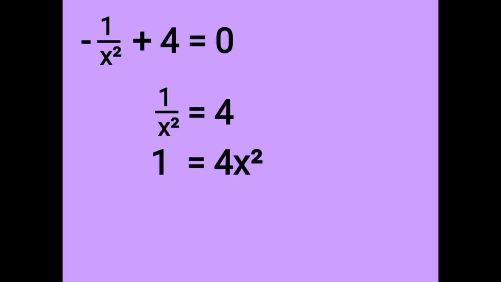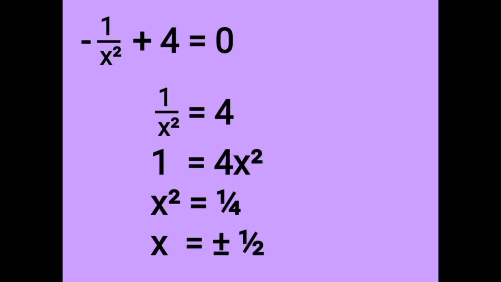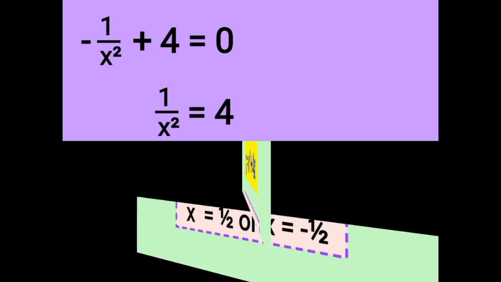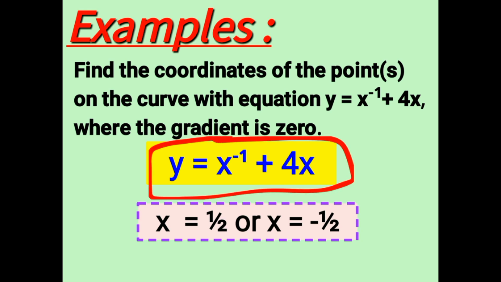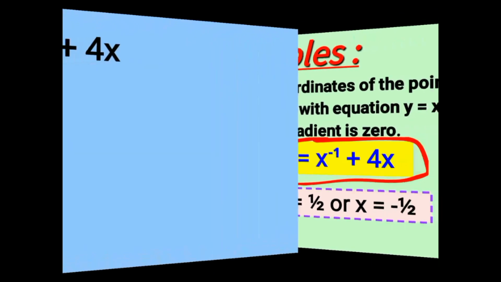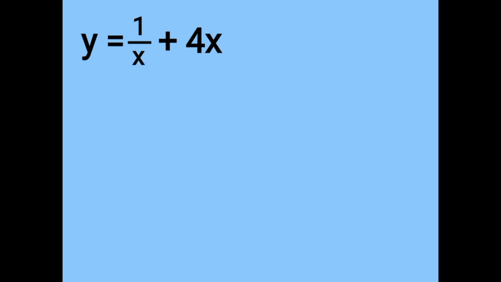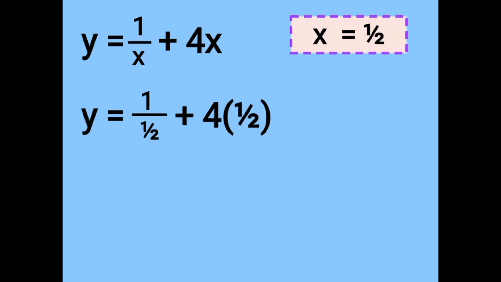1 equals 4x squared, x squared equals 1 over 4. Taking the square roots of both sides of the equation gives us x equals the square root of 1 over 4, x equals plus or minus 1 over 2. So x equals 1 over 2 or x equals minus 1 over 2. Now, to find the corresponding y coordinates of these points, we can substitute the x values into the equation. So, we can rewrite this equation as y equals 1 over x plus 4x. So, when x equals 1 over 2, y equals 1 divided by 1 over 2 plus 4 times 1 over 2, equals 2 plus 2 equals 4.